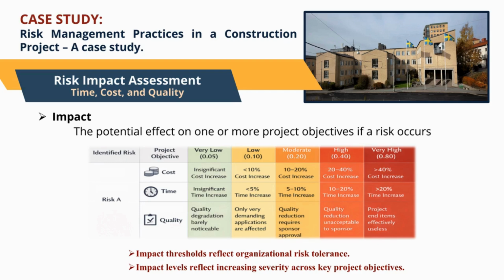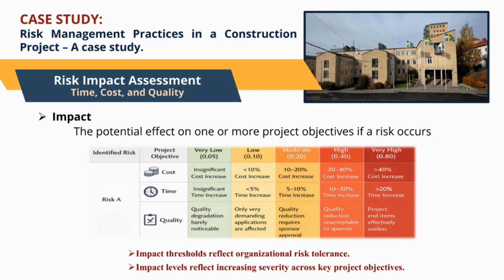Color coding is used to represent increasing severity, allowing risks with the greatest potential consequences to be identified quickly. Impact thresholds reflect the organization's risk tolerance, and higher impact levels signal the need for priority attention and response planning. Through this structured approach, project teams can compare risks systematically and focus their efforts on managing the most critical threats to project objectives.